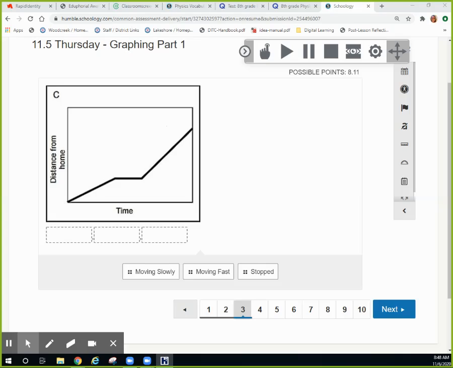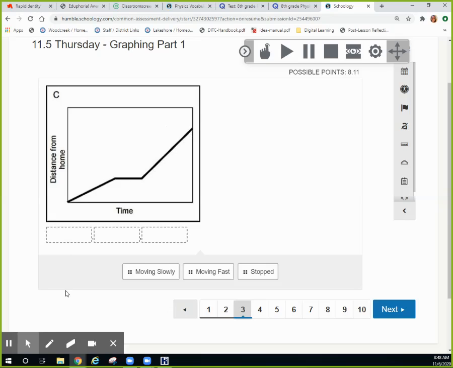How would you guys describe this line? Is he moving slowly? Is he moving fast? Or is he stopped? He's moving slowly here. He's moving slowly here because this line is not as steep as this line.